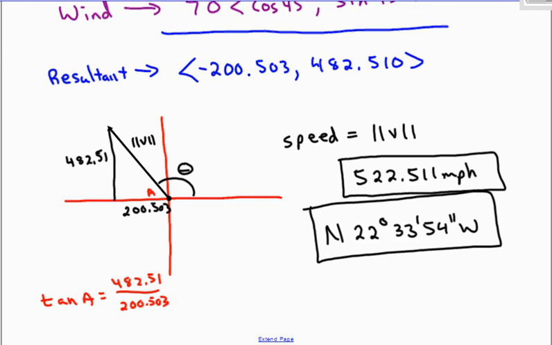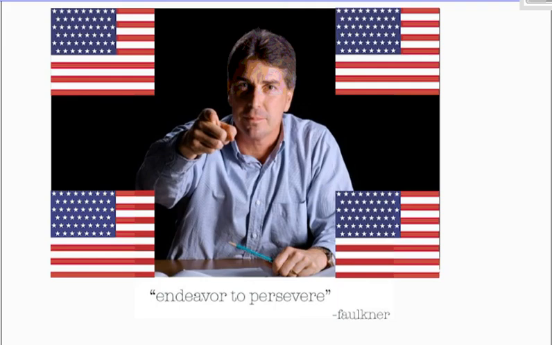All right, because these vectors are new, you just need to practice them. You need to do the homework. You can go on the internet and look up things. Do the homework, ask questions, and most of all, endeavor to persevere.